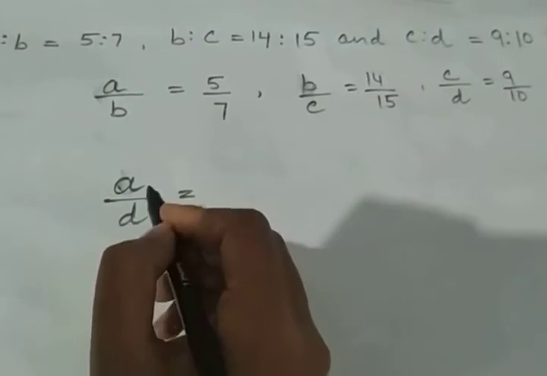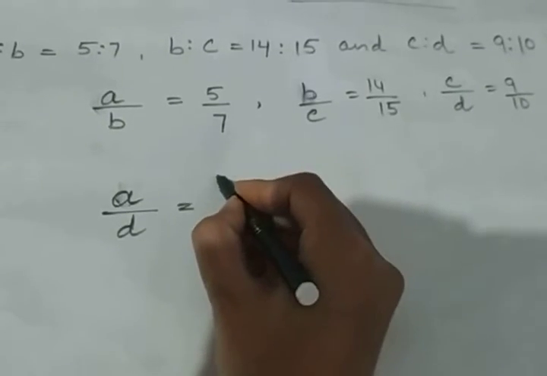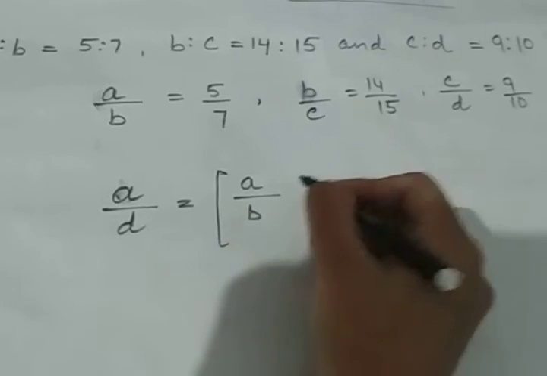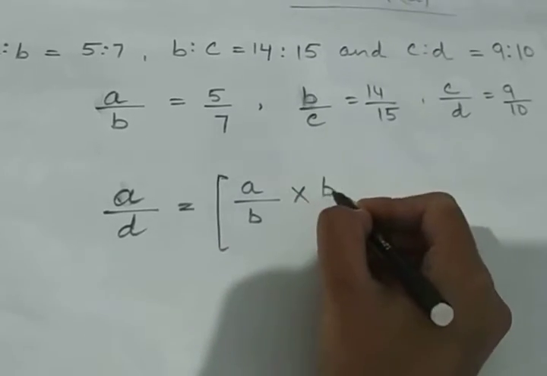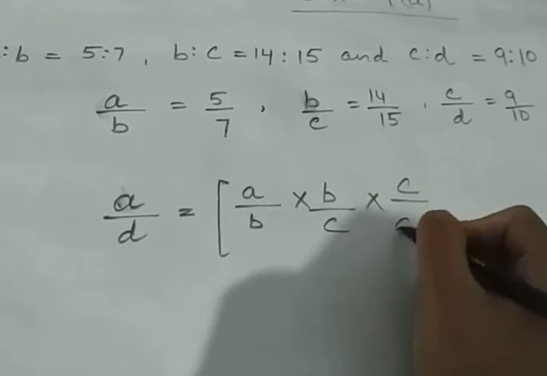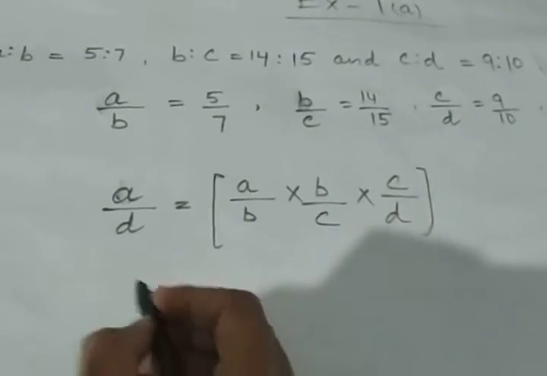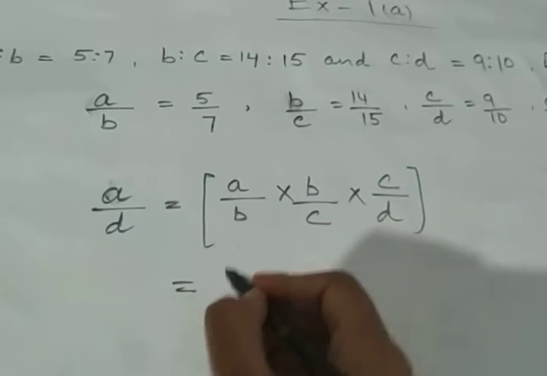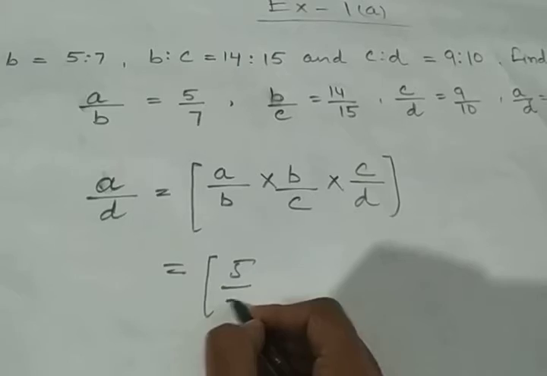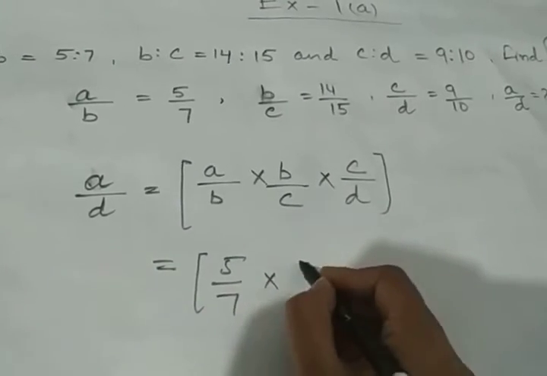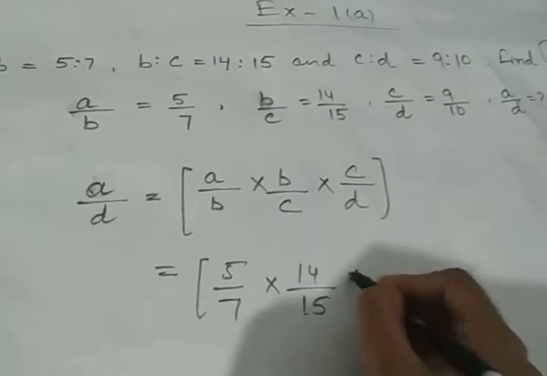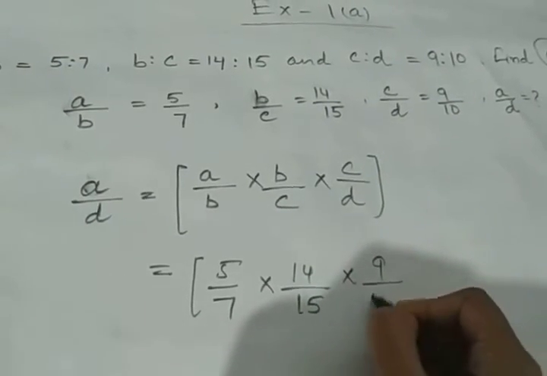We have to find A upon D. We can write it as A upon B multiplied by B upon C multiplied by C upon D. The value of A upon B is 5 upon 7, B upon C is 14 upon 15, and C upon D is 9 upon 10.